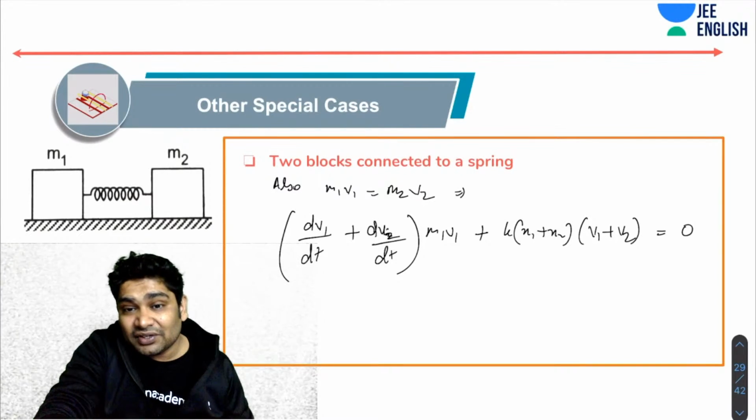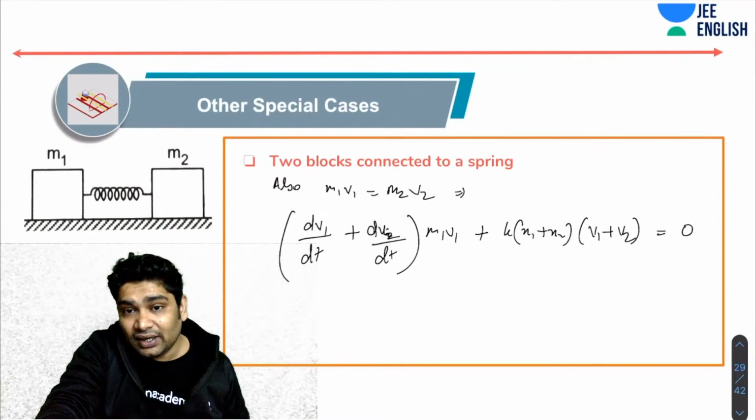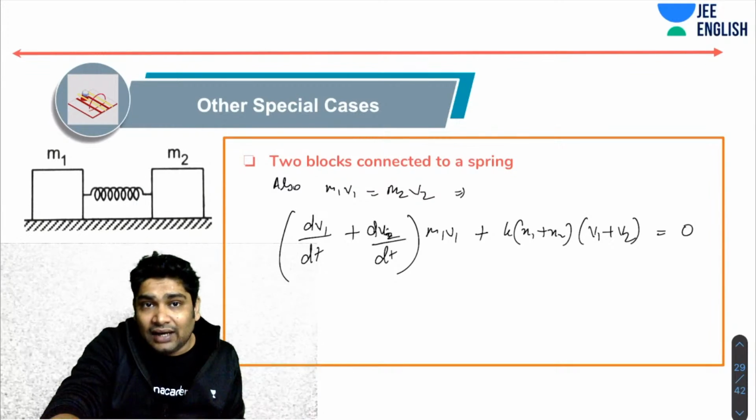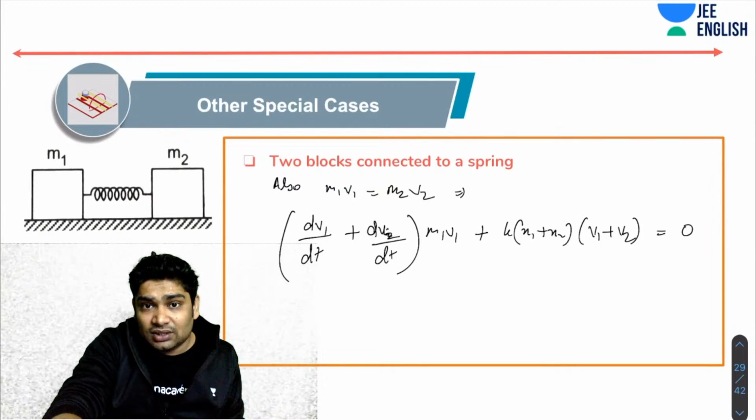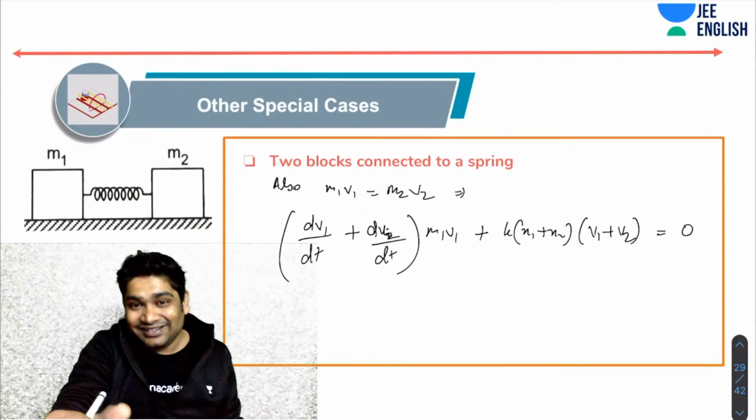What is the moment of inertia of an L-shaped rod about an end? So just add the moment of inertia of the two rods. That's it. Very, very simple.